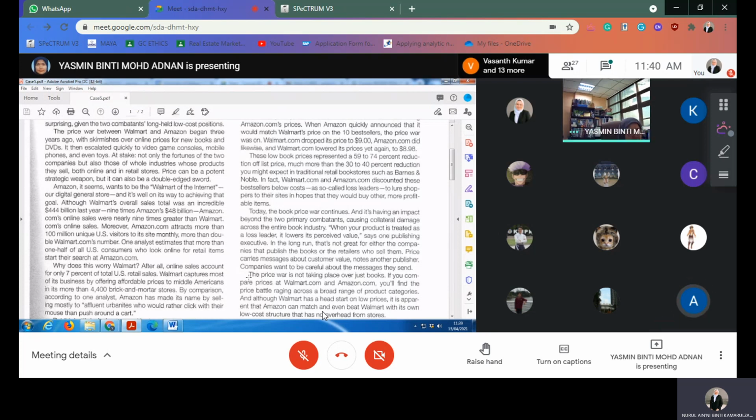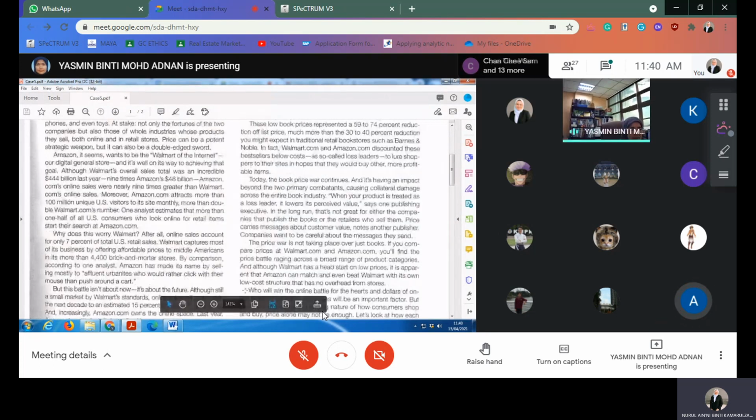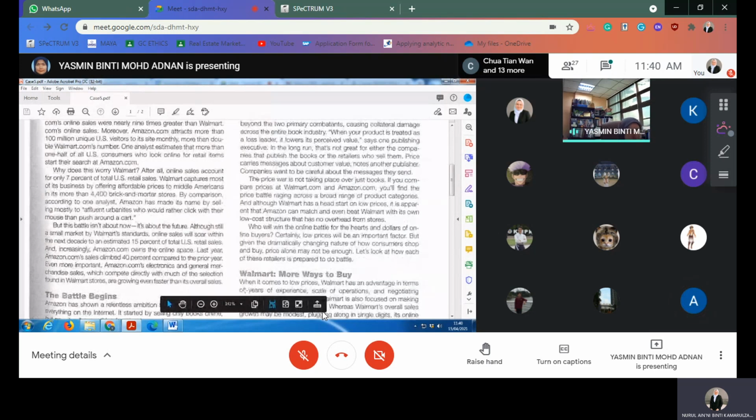One analyst estimates that more than one half of all US consumers who look online for retail items start their search at Amazon.com. Why does this worry Walmart? Why does this worry Walmart? After all, online sales account for only 7% of total US retail sales.